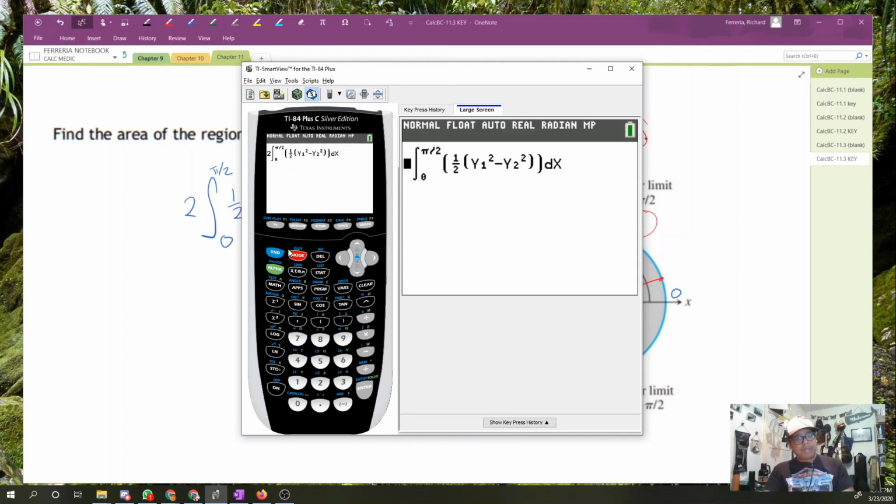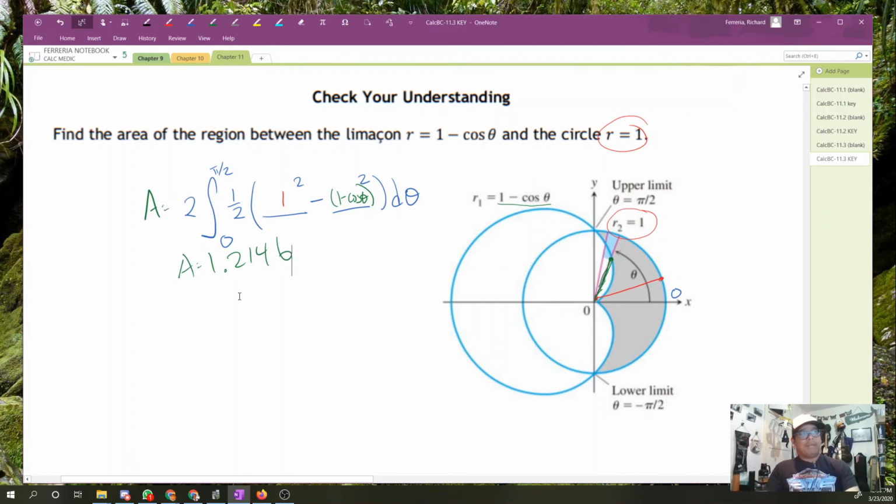Notice we've got everything here. We're doubling the area from 0 to pi halves, 1/2 of radius 1 squared minus radius 2 squared. And if you push enter, you should have it. There it is, 1.2146. Come back to your paper and write that down. And that's everything.